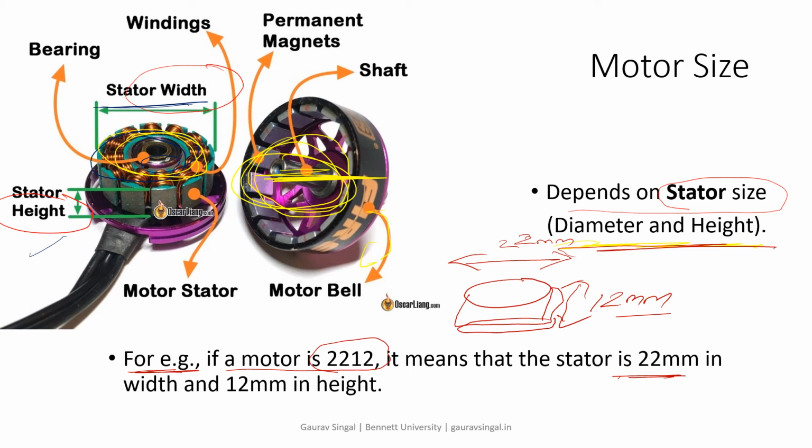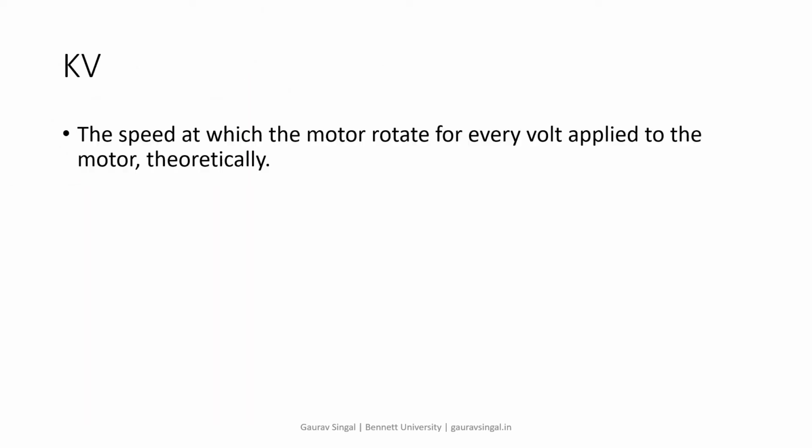Simple. Now we can see the formula to calculate which motor is more efficient. Before that, we have to know what kV is. Mostly you know about that. The speed at which a motor rotates for every volt applied to the motor is basically called kV, in the theoretical way. If we apply 1 volt, what is the speed? 2 volts, what is the speed? That is kV.